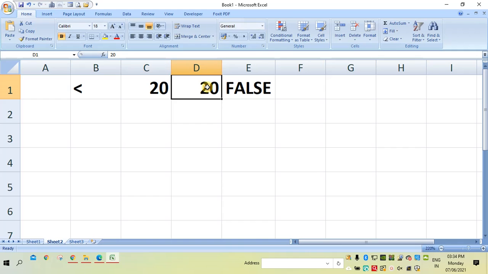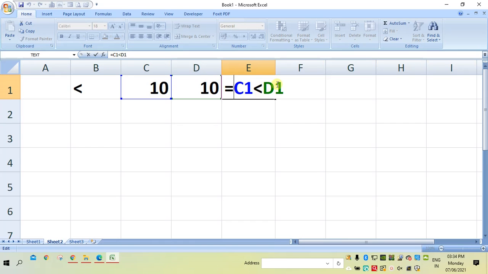So if I make it 10 and 10, what is the result? The result is false, because here the condition will say that C1, that is 10, is less than 10. 10 is not less than 10. Therefore it will give you a false.